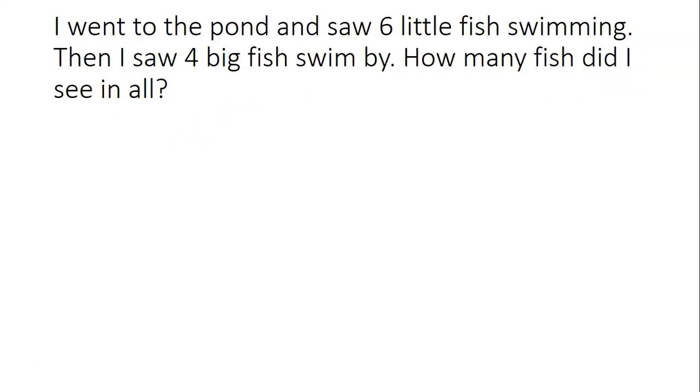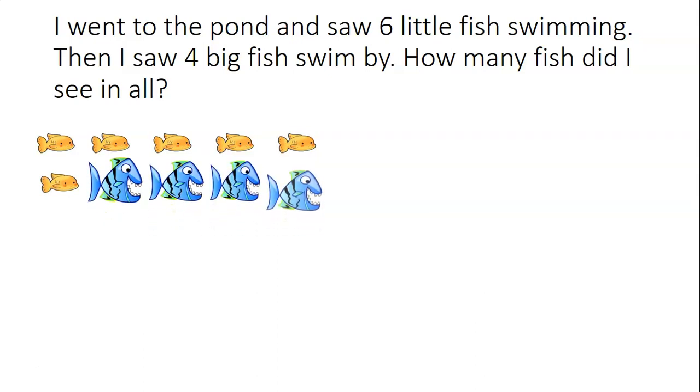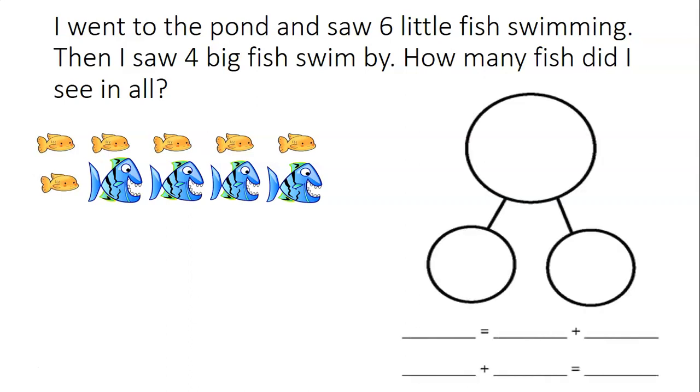I went to the pond and saw 6 little fish swimming. 1, 2, 3, 4, 5, 6. Then I saw 4 big fish swim by. 1, 2, 3, 4. How many fish did I see in all? Let's go ahead and fill out our number bond and our number sentence.